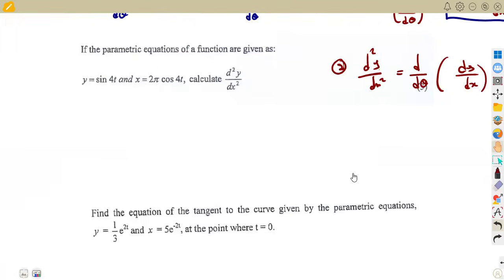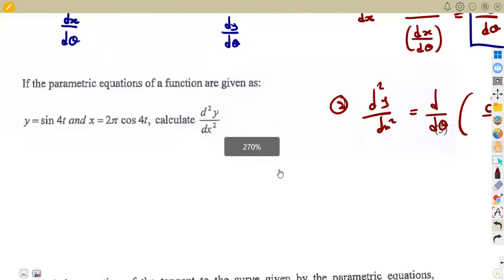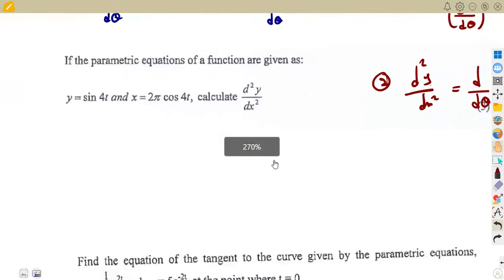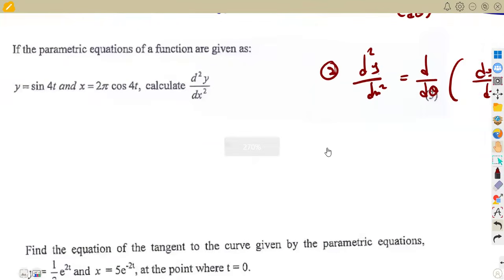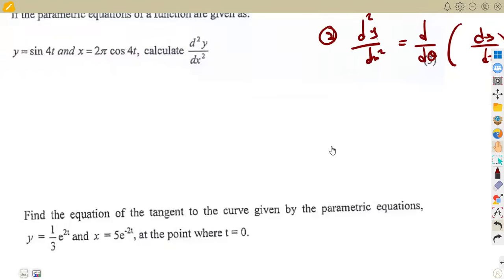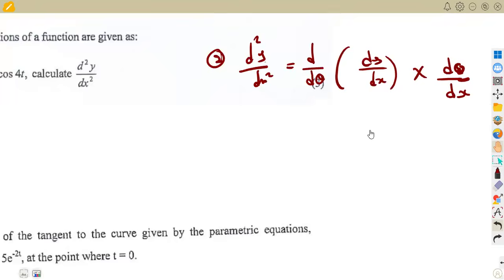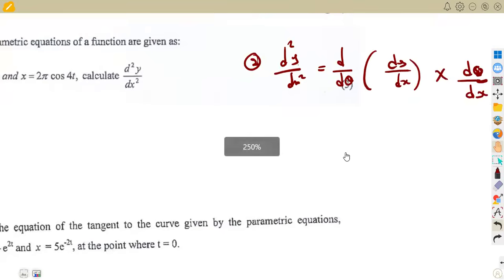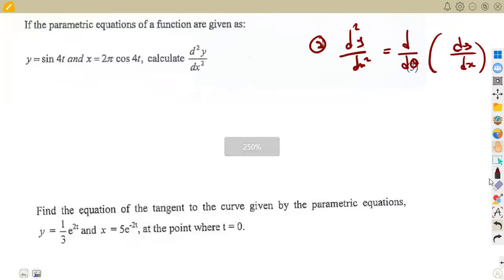These are the typical questions, how you are given these questions. If the parametric equations of functions are given, these are the two functions, and you're asked to find the second derivative of y with respect to x. Let us take our information. The formula we already have, I wrote the formula before. Let me take this aside.